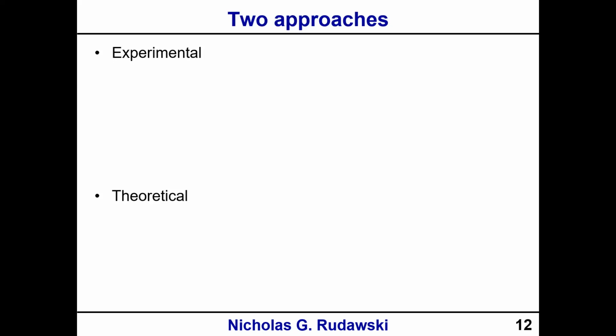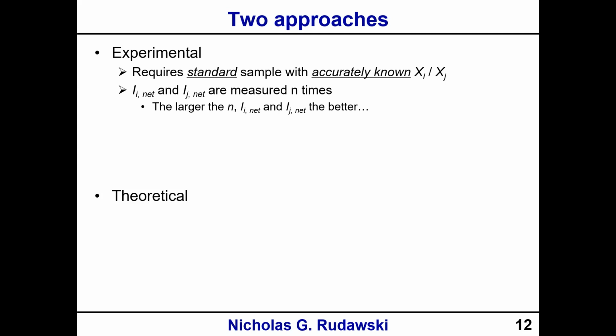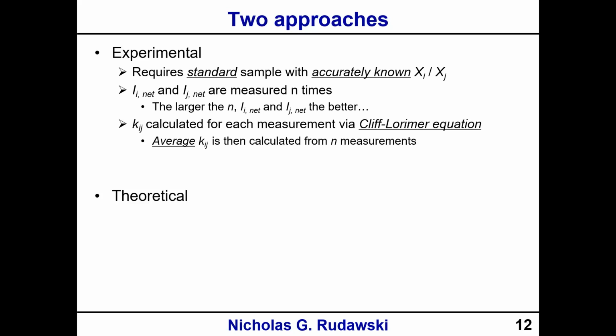There are 2 approaches to doing this: the experimental approach and the theoretical approach. The experimental approach requires that we have a standard sample with an accurately known atomic fraction of element I to element J. We need to have this in order to do the experimental approach. We basically measure I sub I net and I sub j net n times, and the more the better. The more counts, the better, and the more times we measure, the better.